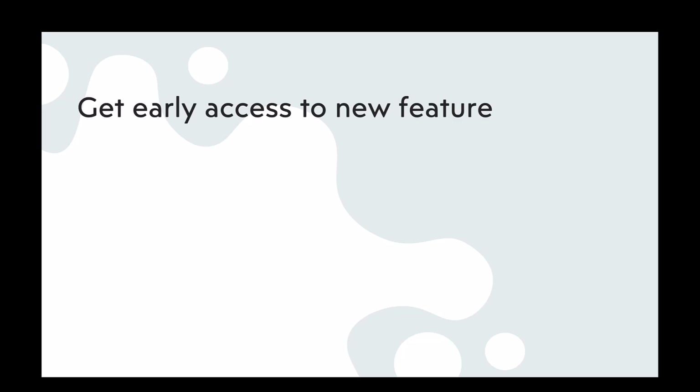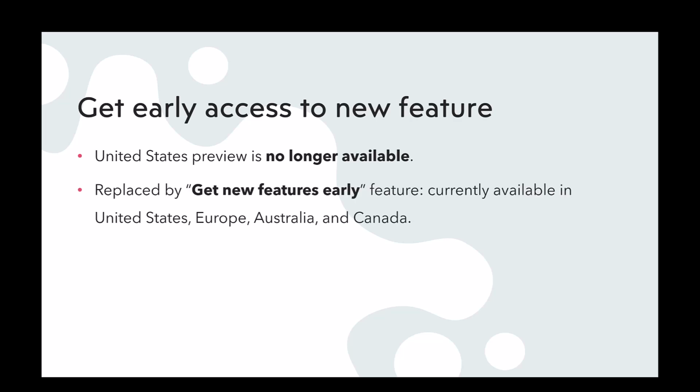Get early access to new features. Previously, the Admin Center allowed the creation of a preview environment to test new features, but this option was limited to the United States region. United States preview region is no longer available as a choice. Instead, it has been replaced by the Get New Features Early settings, which can be enabled when certain regions are selected. Admins can now create an environment and enable this setting to receive new features early.